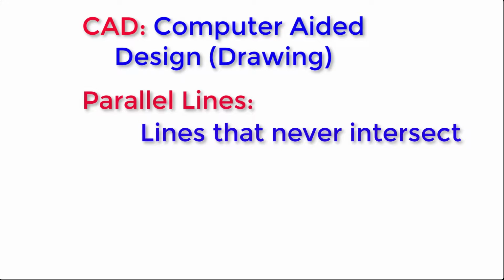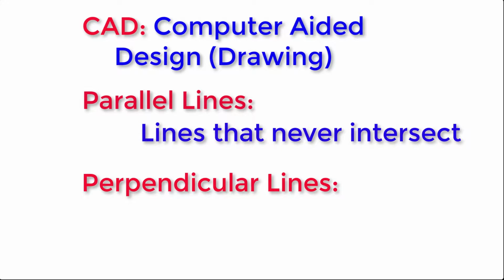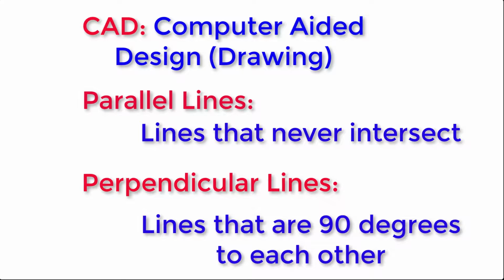And the third thing that we need to worry about today is perpendicular lines. Perpendicular lines are lines that are 90 degrees to each other. They don't need to intersect the two lines. They just need to be 90 degrees to one another.